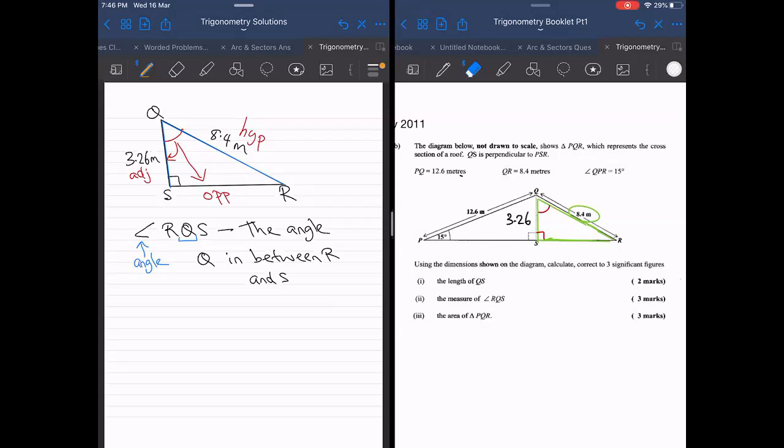Hello, good night. I was wondering why isn't the opposite where the 3.26 is, because isn't that opposing the angle? No, so when you think about opposite, the best way to think about it is somebody being opposite to you, like they're across from you, on the other side. Whereas the word adjacent actually means next to or beside.